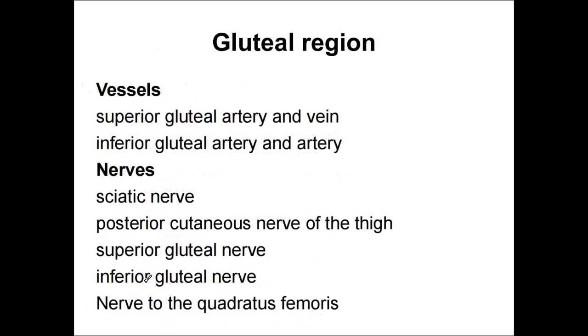In the gluteal region, the vessels have the superior gluteal artery and vein, and then the inferior gluteal artery and vein. These are branches of the internal iliac artery, as well as the vein. Then the nerve supply with the sciatic nerve, the posterior cutaneous nerve of the thigh, the superior gluteal nerve, and inferior, and we say the superior gluteal passes within the superior compartment. Then we have the nerve to the quadratus femoris. And we talked of the structure supplied by the quadratus femoris. Remember the IQ, right?